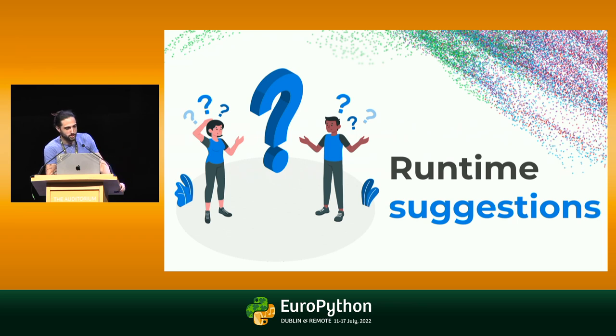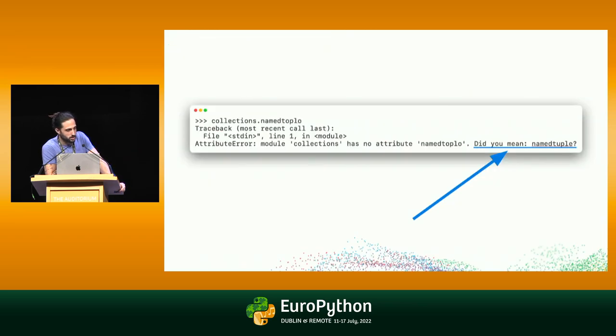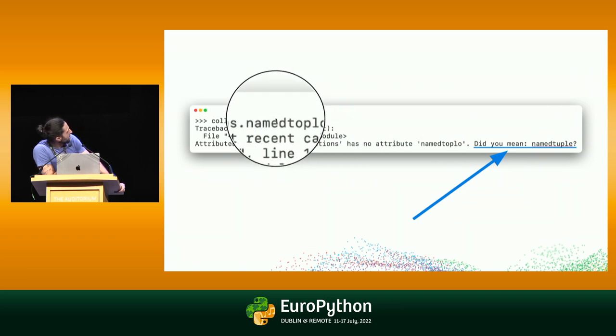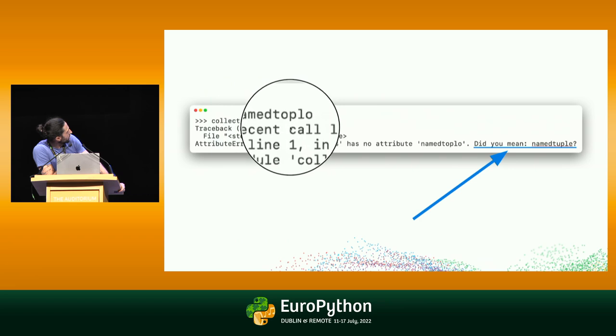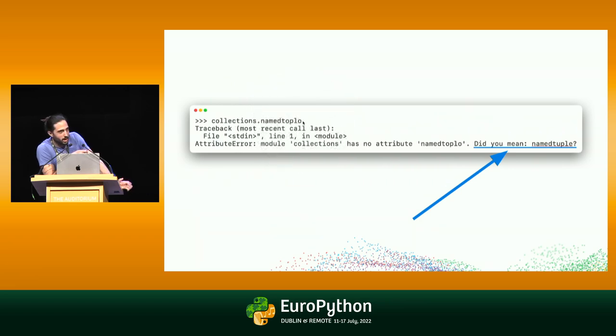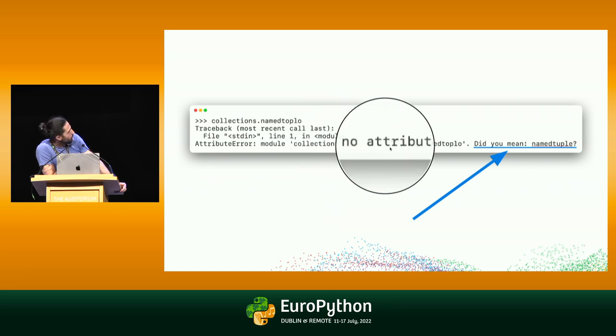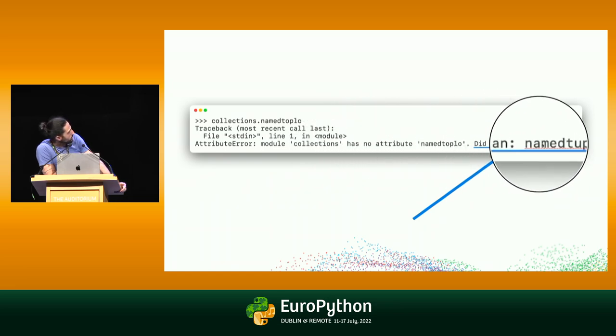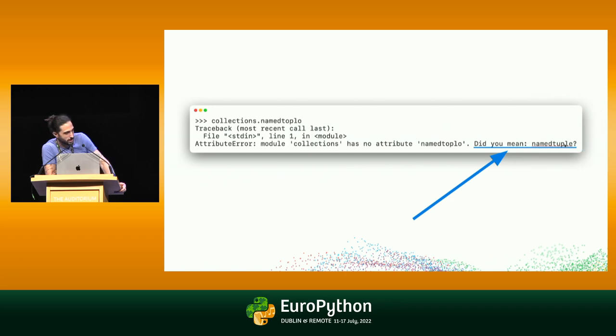Let me show you some of the ones that we pack in Python 3.10. For instance, if you mistype when you are trying to access an attribute in a module, for instance, collections, I wrote name tuple, which is wrong. Instead of just telling you, we don't have name tuples here, now we say, oh, maybe you mean namedtuple, right? Nice, I like that.